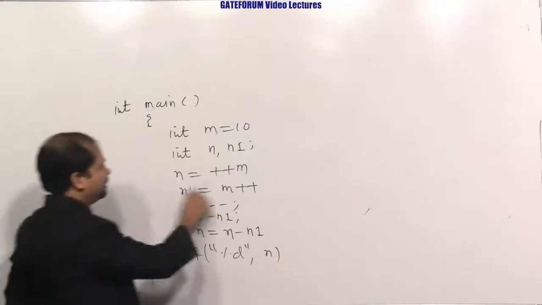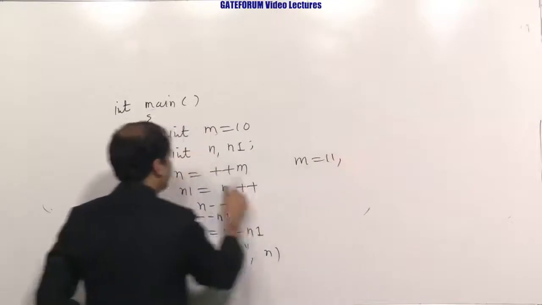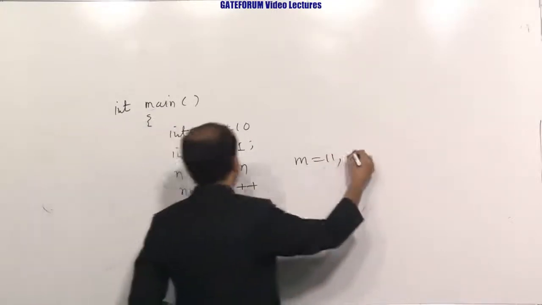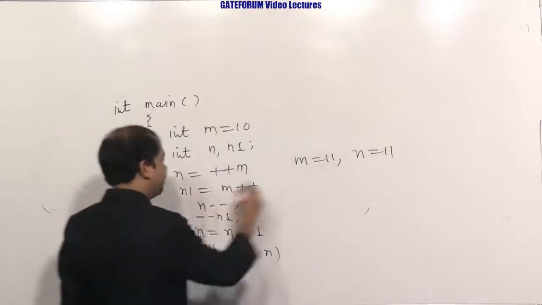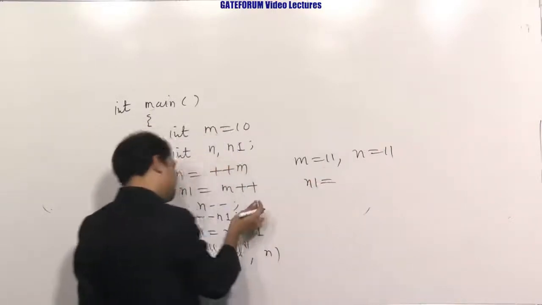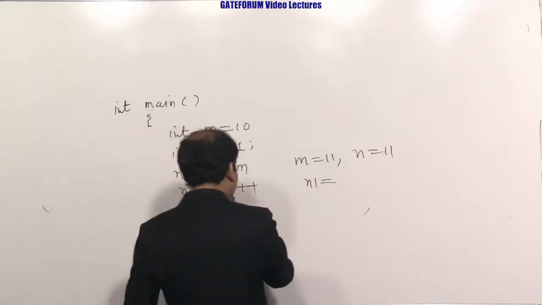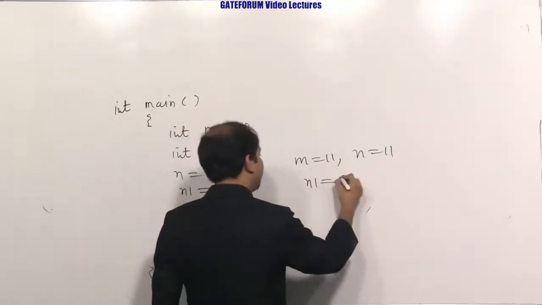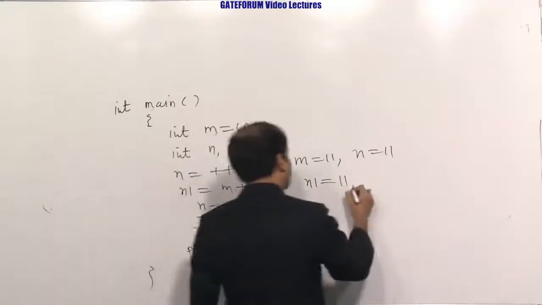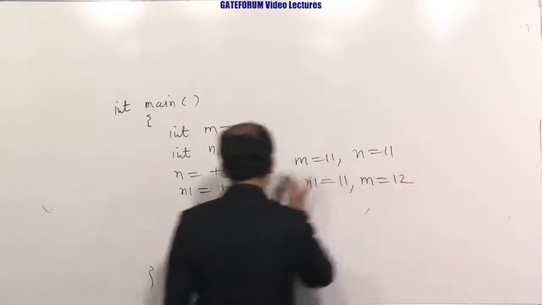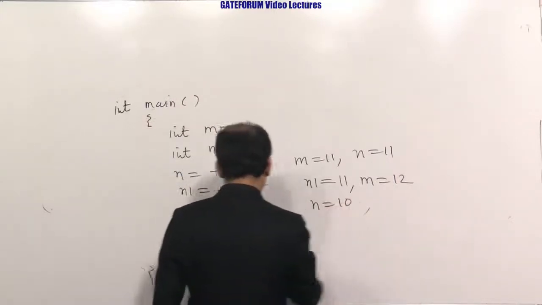So see here, what is the value of m? So here after doing this, the m value will be 11 because of pre-increment, and n value will be also 11, right? Then after this step, n1 will be equal to what? This is a first assignment then increment. So n1 equal to m++, what is m? 11, but assignment will be only 11, and then the increment will be done later. So m value will be what? 12, because 11 plus plus. Now n--. So n-- will be 10.